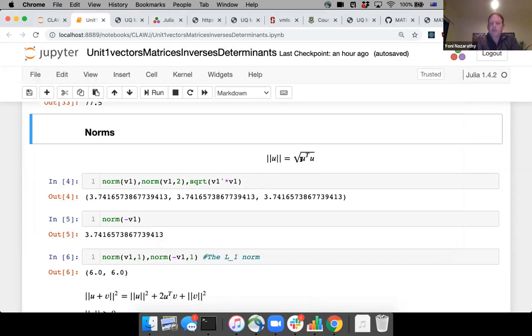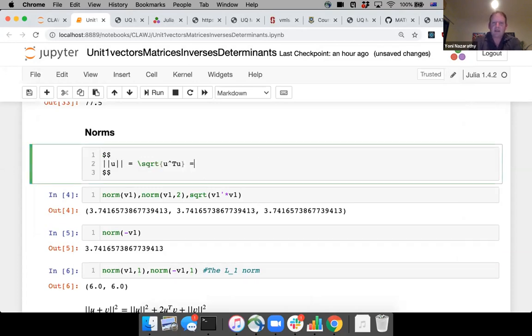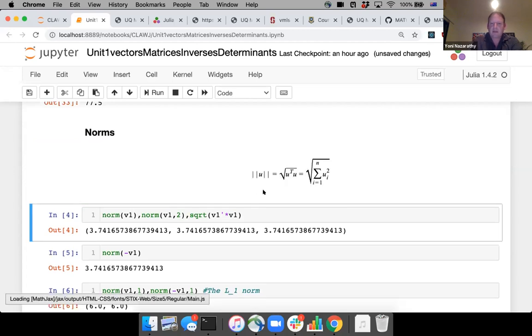All right, norms. A norm is a number that signifies the size of the vector. A vector by itself does not have size. A vector is a multidimensional thing, but the norm signifies its size. The basic norm we're speaking about here is the square root of the inner product of the vector with itself. That's also the square root of the sum of i going 1 to n of u_i squared. Okay, so that's the norm.